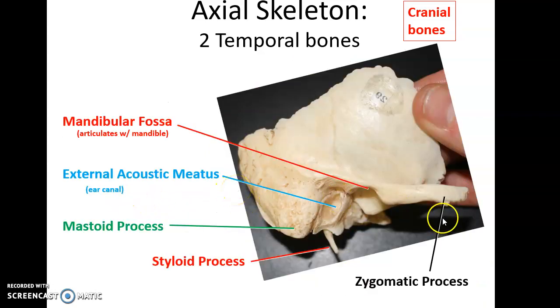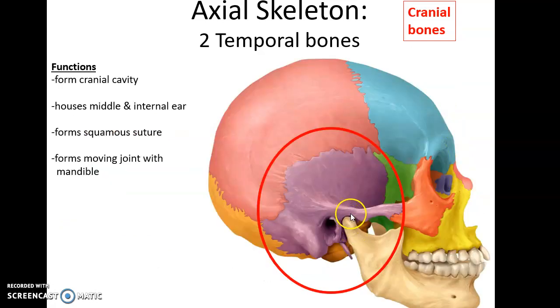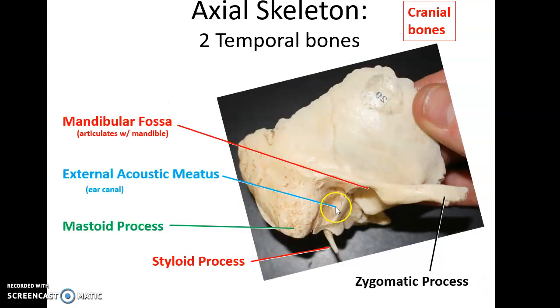Some special features of the temporal bone. This portion sticking out, that is the zygomatic process. This little depression here is the mandibular fossa. Mandibular fossa is where the mandible forms a joint with the temporal bone. So back here, this is the mandibular fossa. Here's the zygomatic process. This opening here is the external acoustic meatus, more commonly known as the ear canal. This large rough area here, that patch, is called the mastoid process. And then this thin little point sticking down is the styloid process.